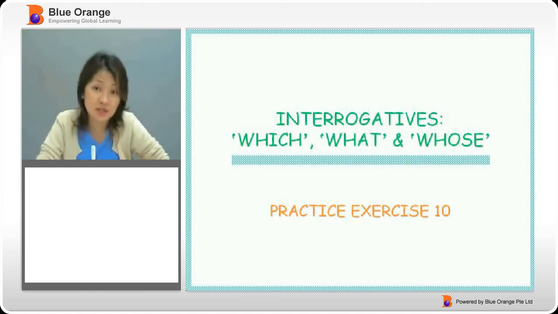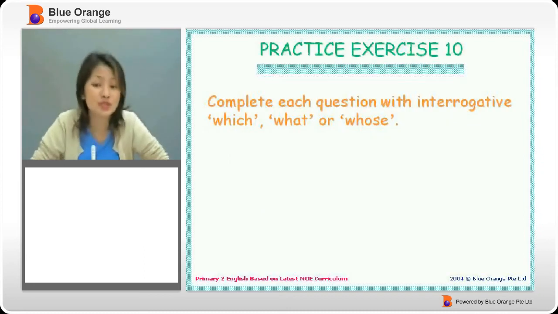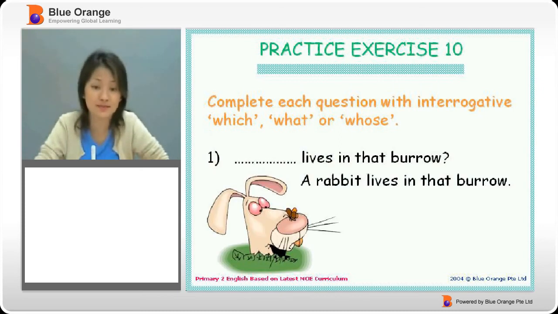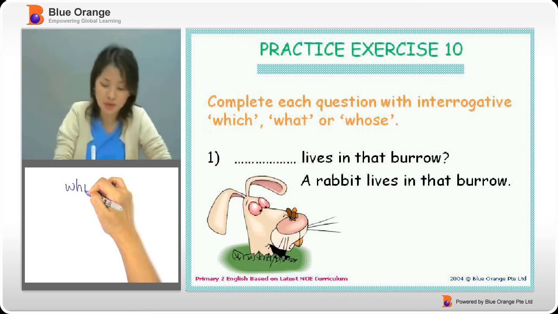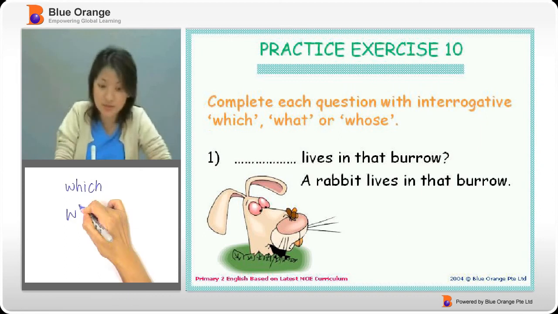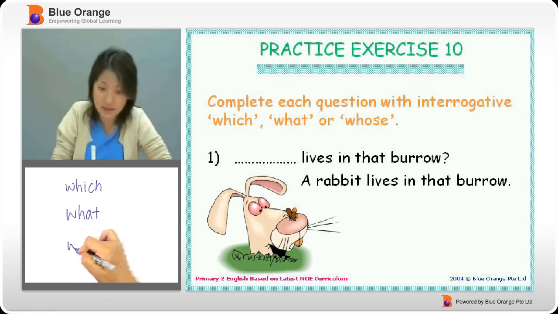Now with this information, let's just work on a simple practice to see if we are able to put these three interrogatives in the right places. I'll be guiding you along. Ready? Complete each question with interrogatives. Which, what, or whose. Now let's take a look. Blank lives in that burrow. A rabbit lives in that burrow. We have a choice of which, what, and whose.